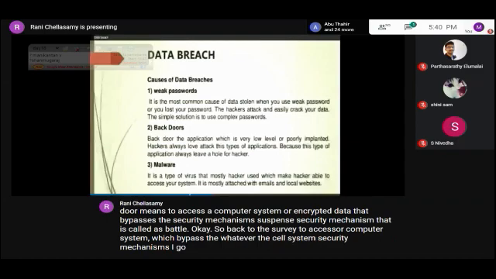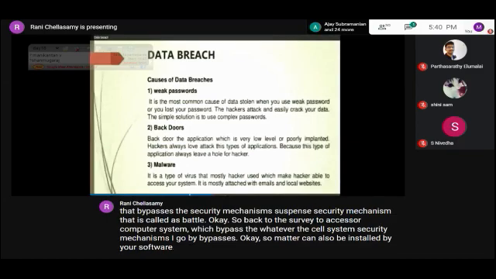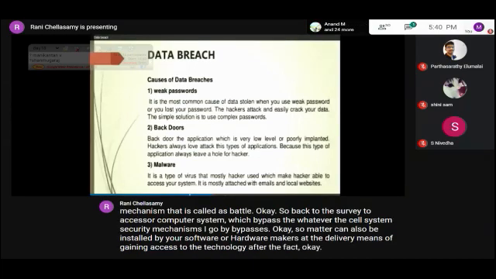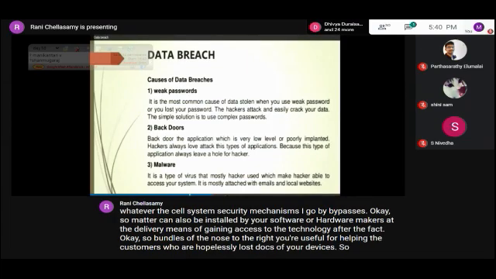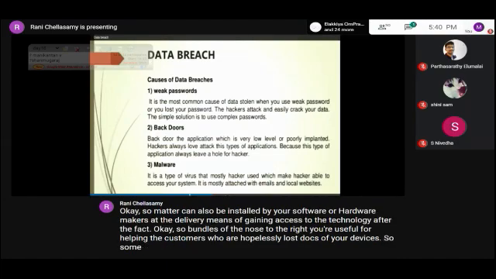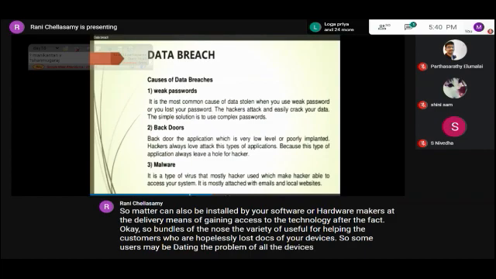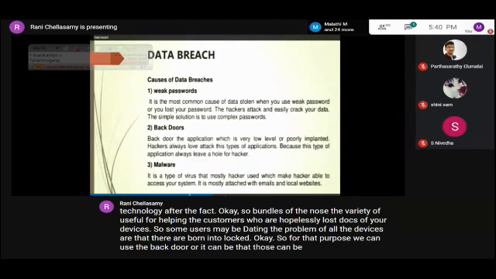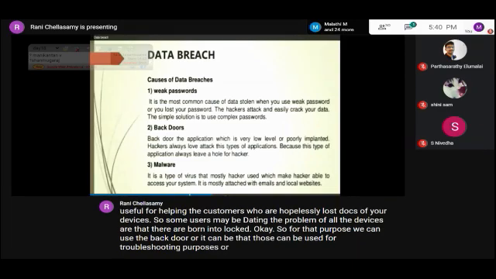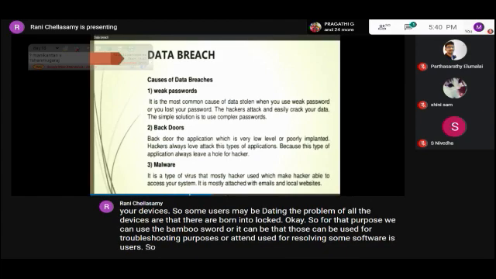Backdoors can also be installed by software or hardware makers as a deliberate means of gaining access to their technology after the fact. Backdoors of the non-criminal variety are useful for helping customers who are hopelessly locked out of their devices. They can also be used for troubleshooting or for resolving some software issues. So backdoors are a cause of data breaches.